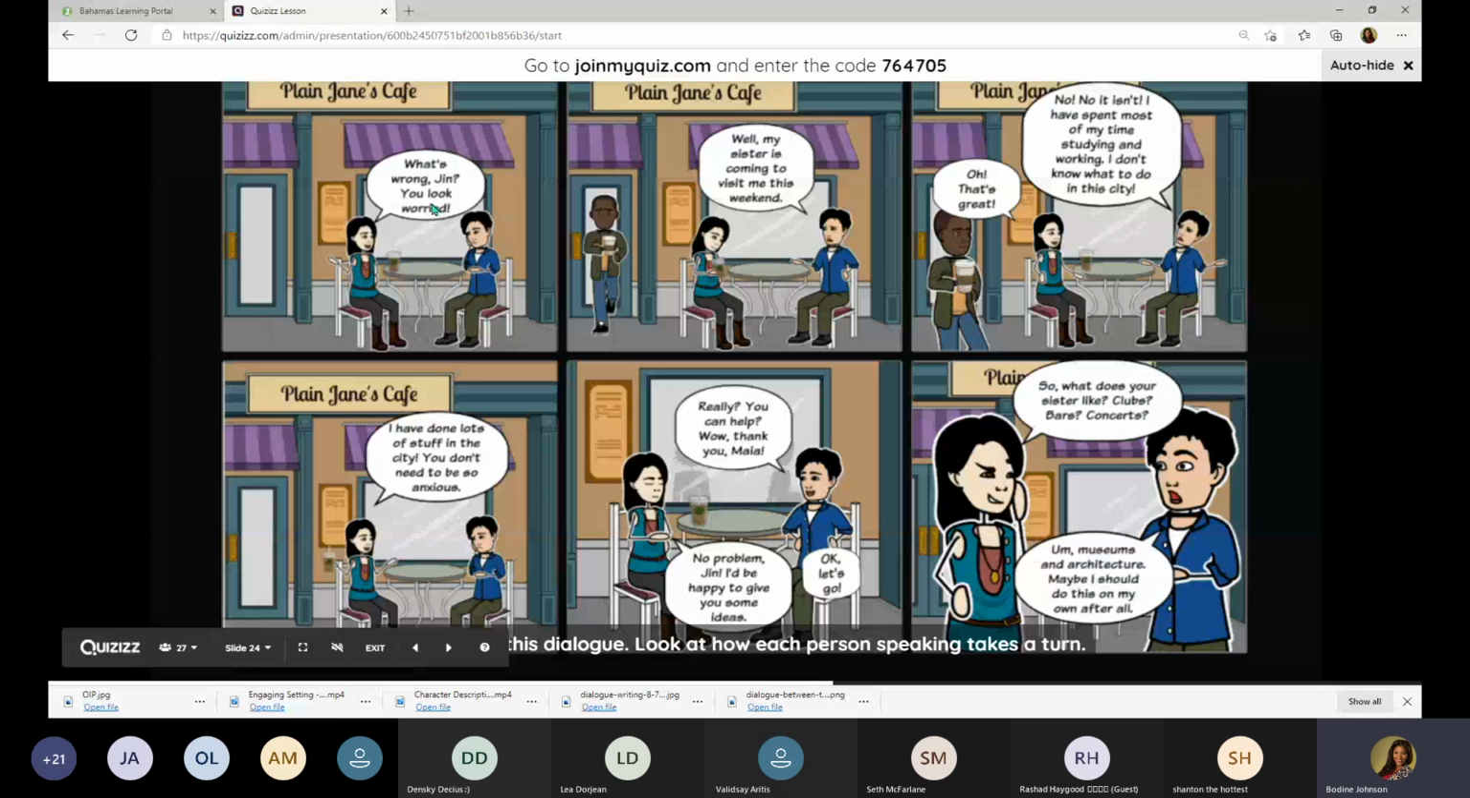What's wrong, Jin? You look worried. Then Jin says, well, my sister's coming to visit me this weekend. And if you notice, the conversation goes back and forth. Oh, that's great. And then he says, no, no, it isn't. I've spent most of my time studying and working. I don't know what to do in the city. Then she says, I have done lots of stuff in the city. You don't need to be so anxious. And he says, really? You can help? Wow, thank you, Maya. And notice that he only mentions her name now. We'll talk about that in a second.